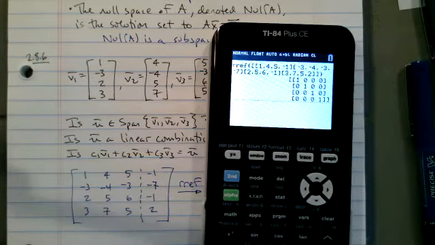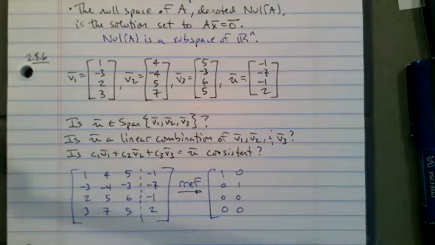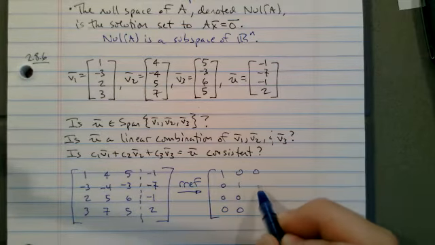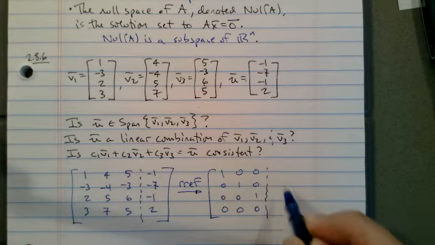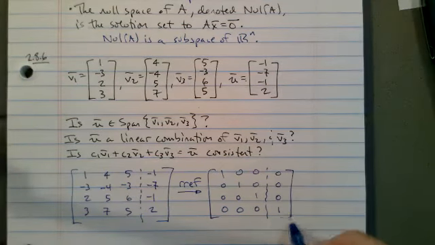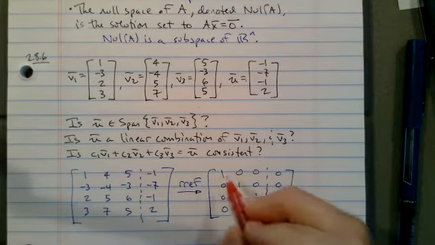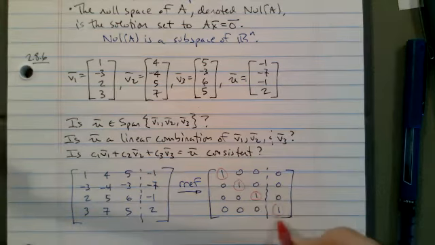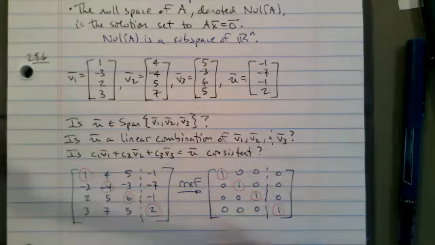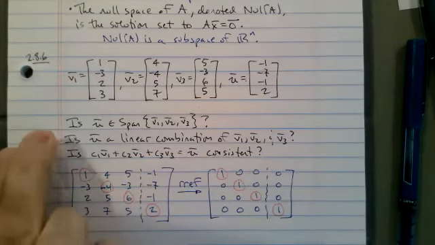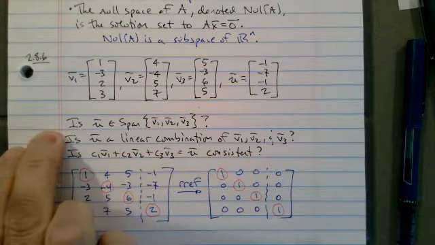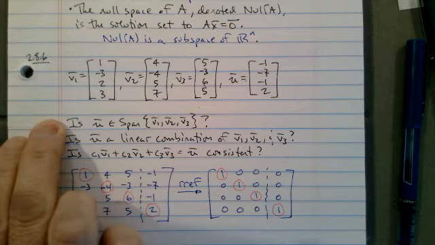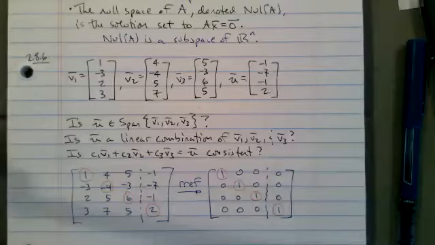So we end up with the identity matrix. So the reduced echelon form, we see there's a pivot in every column. More importantly, there's a pivot in the rightmost column of the augmented matrix. Therefore, the equation is not consistent. Therefore, U is not a linear combination of these three vectors. So U is not in the span of these three vectors. So U is not in the subspace of R4 generated by those three vectors.